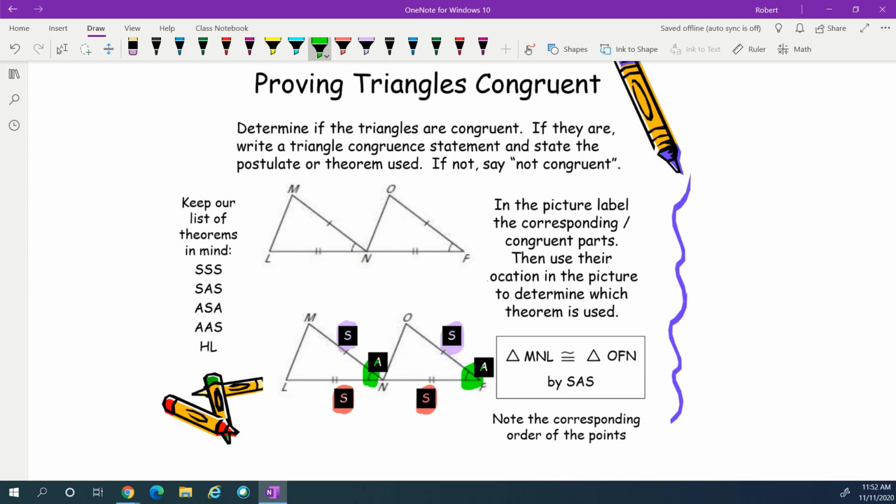Well, look at the left triangle. I have two sides and the angle connecting them. In the right triangle, I have to have the same thing. Two sides and the angle connecting them. Well, two sides and the angle that sits between them, SAS. And then I would write my congruent statement in corresponding order. So the pictures have to match. Two sides and the angle between them matches two sides and the angle between them for SAS.